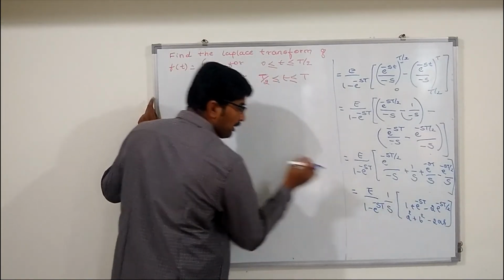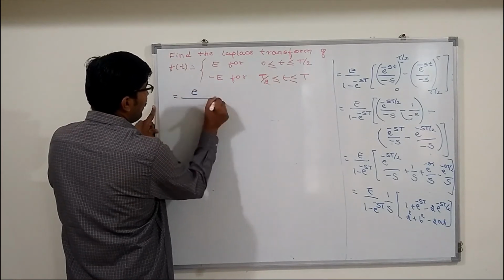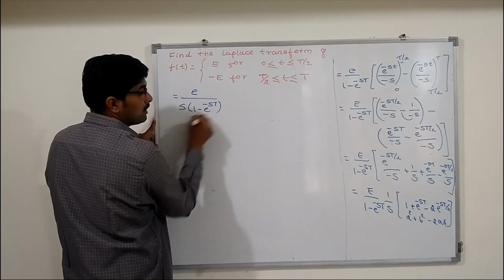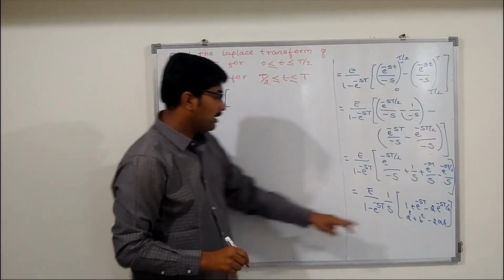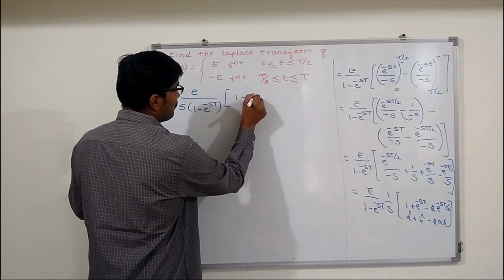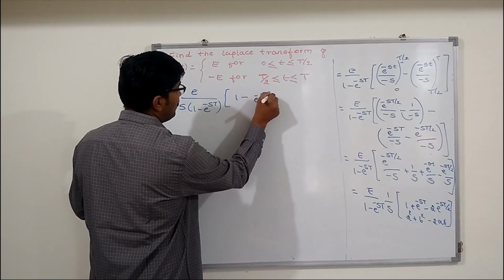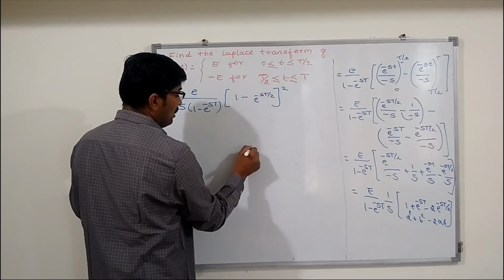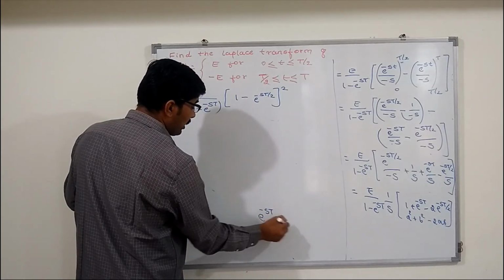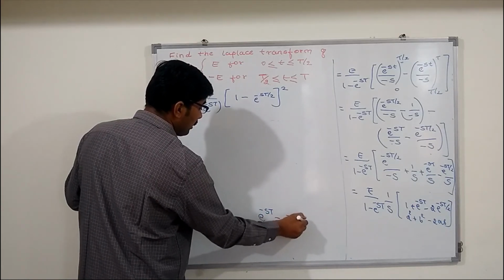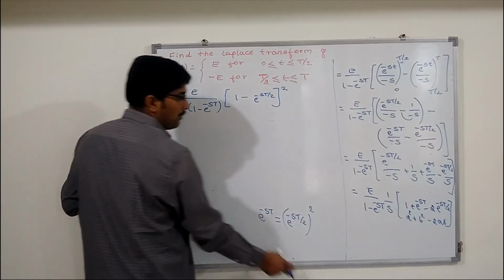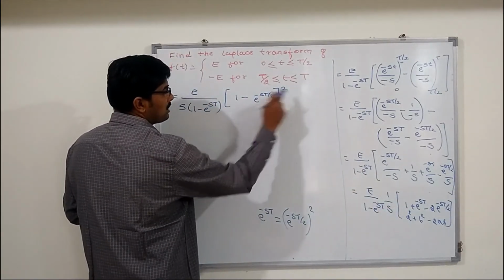So now, if you simplify further, you will get e divided by s into bracket 1 minus e raised to minus st into bracket. Now here, this is in the form of a square plus b square minus 2ab, so we can write it with a value 1 and b value e raised to minus st divided by 2 whole square, because e raised to minus st we can also write as e raised to minus st by 2 whole square. So this 2 and 2 get cancelled, again you will get the same term. By using this formula, we can write it as a minus b whole square.